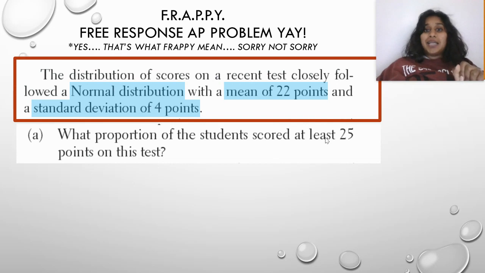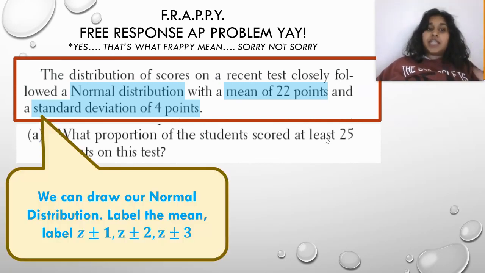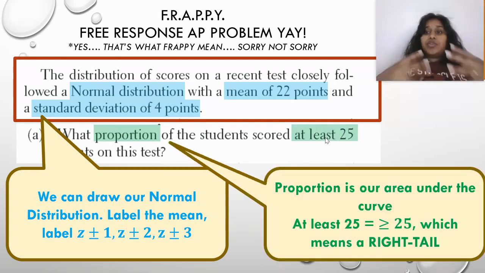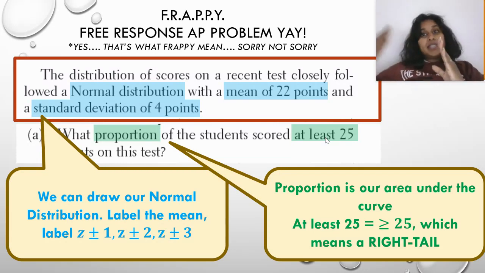Then they ask us, actually, let's just interpret that for just a second. So that means I can go ahead and sketch out a normal distribution. I can label the mean, and I can label as I need to the standard deviations at Z1, Z negative 1, Z2, negative 2, negative 3. So the question they're asking us is what proportion of the students scored at least 25. So what does that mean? It means that I need 25 or greater. That means I need the right tail of my normal distribution.